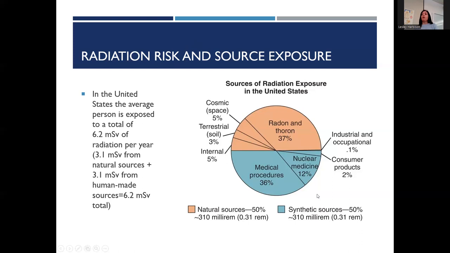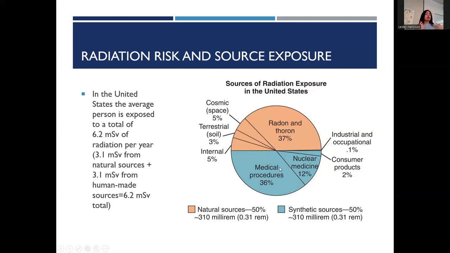Of our exposure just for living life, we get a large amount from things like radon and thoron. I don't know how to pronounce that. Then cosmic radiation, about 5%, terrestrial radiation out of the soil, and internal is another 5%. For synthetic or man-made sources, we have medical procedures, nuclear medicine, and consumer products.